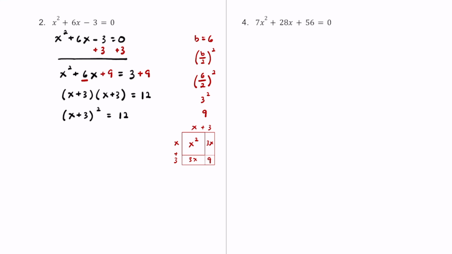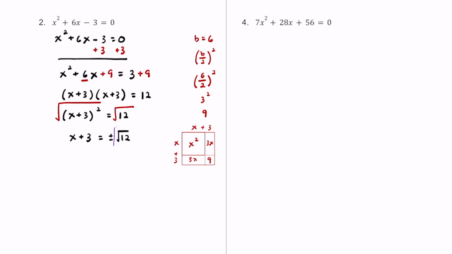And then let's go ahead and take the square root of both sides of the equation, since we have the square isolated. So the square root on the left side is just going to leave us with x plus 3. And on the right side, we're going to have plus or minus the square root of 12.